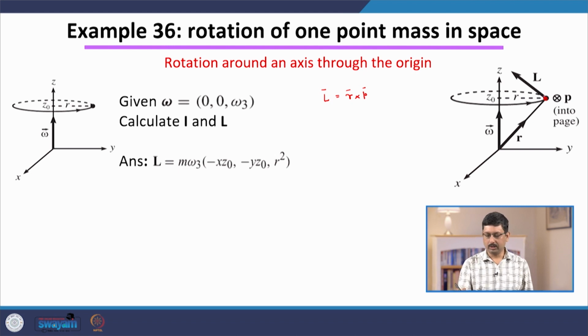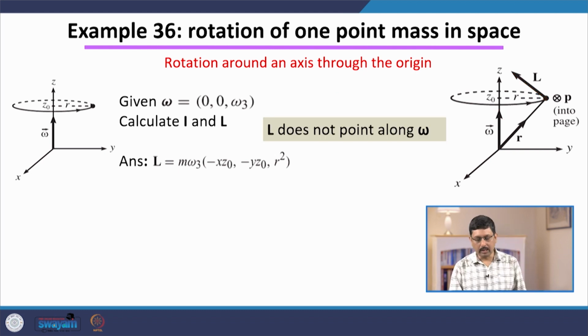So, then the r cross p at this instant is pointed in this direction, whereas the angular velocity is pointed along the z axis. So, this is a strange fact that angular velocity and angular momentum need not be in the same direction. So, let us now work out how it is possible. Let us work out in detail, starting with the detailed calculation.